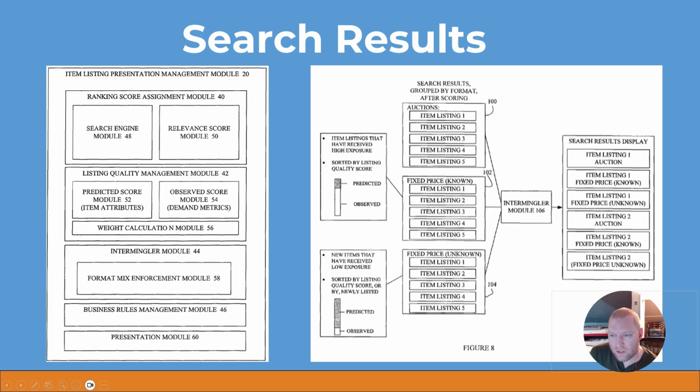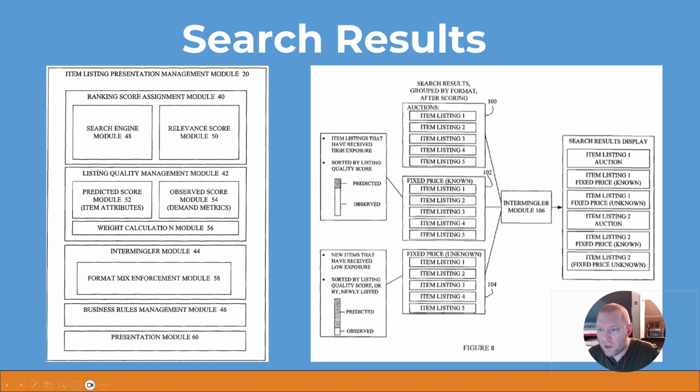And once all these things are calculated from this listing quality management module, you get ranked in these three buckets depending on what you are. So if it's an auction, it goes in the auction bucket. If it's a fixed price where the observed score is known, you go in this bucket. And if you're still a newer listing, you're going to go into this unknown bucket. And then they shuffle them around.